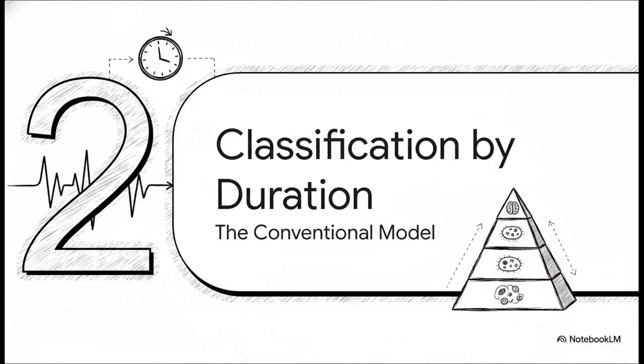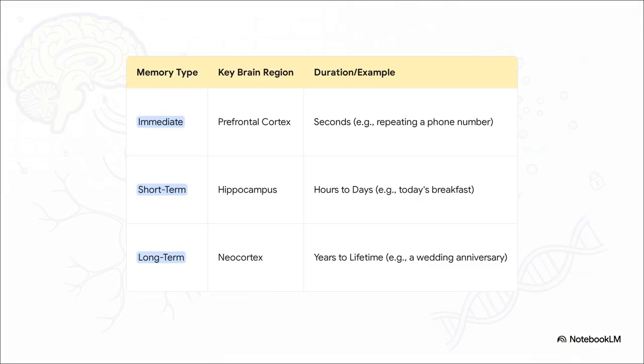Okay, so historically, neuroscientists classified memory based on a really simple metric: time. How long could the brain hold on to a piece of information? This gave us a pretty straightforward three-tiered model that's actually still quite useful for getting our heads around the basics. So first, you've got immediate memory. This is also called working memory, and it lasts just seconds. Think about repeating a phone number someone just told you. That's your prefrontal cortex in action, holding it just long enough to use it, no real storage necessary.